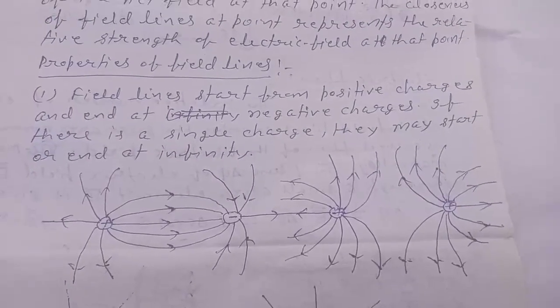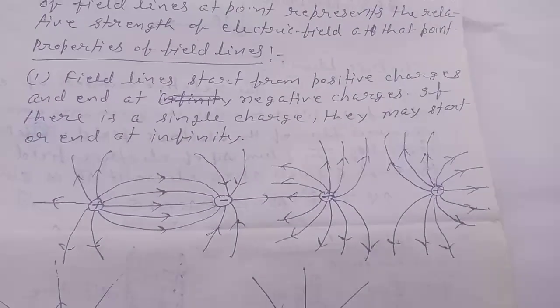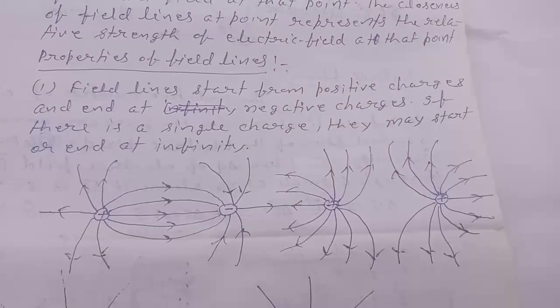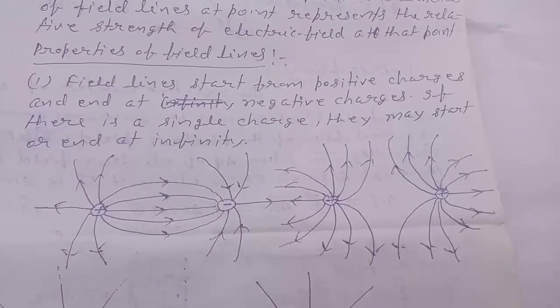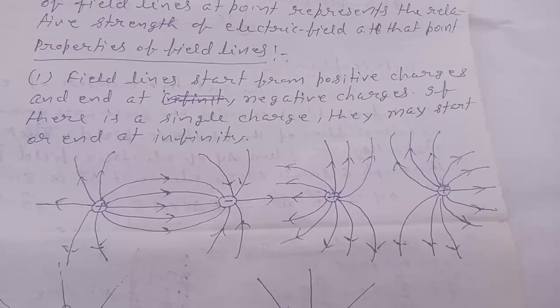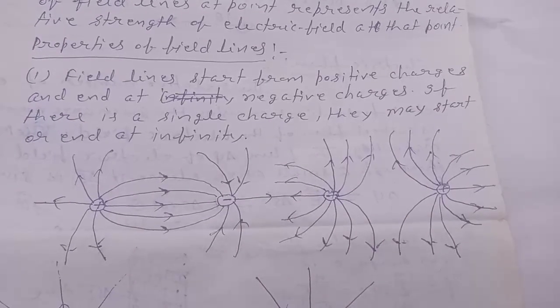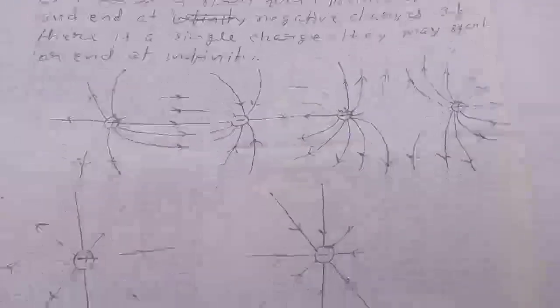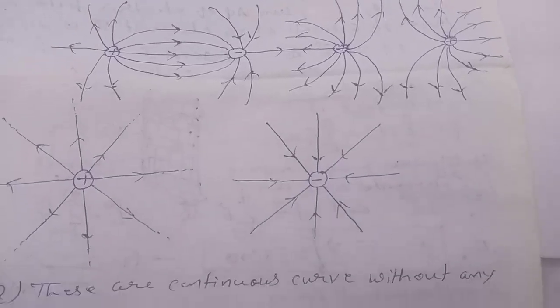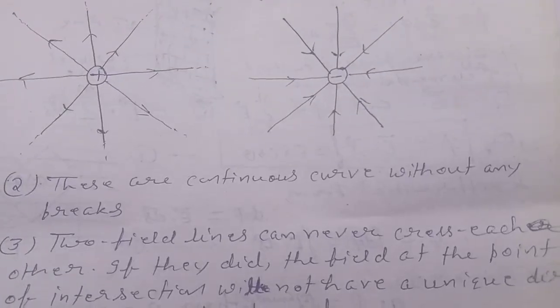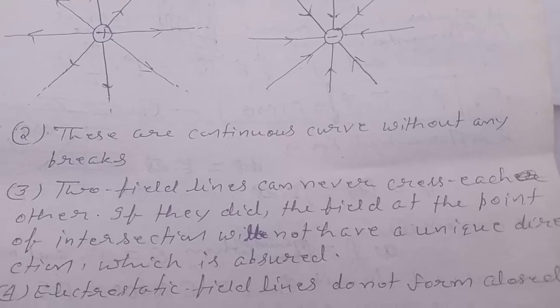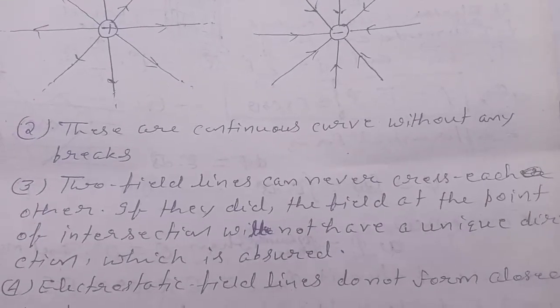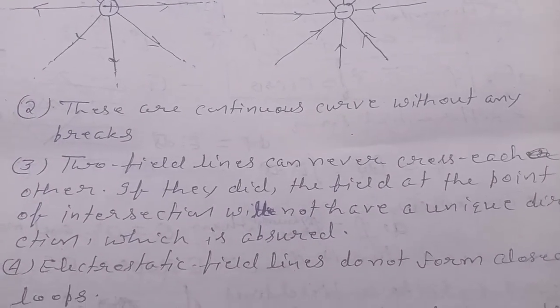Properties of field lines. First, field lines start from positive charge and end at negative charge. If there is a single charge, they may start or end at infinity, as shown in the figure. Second, they are continuous curves without any breaks.